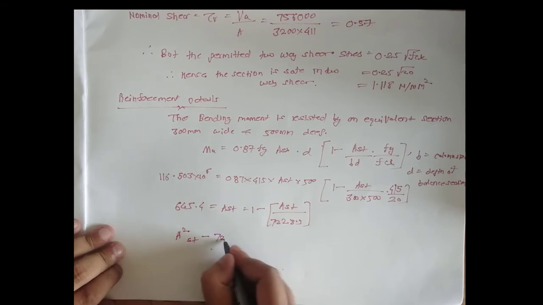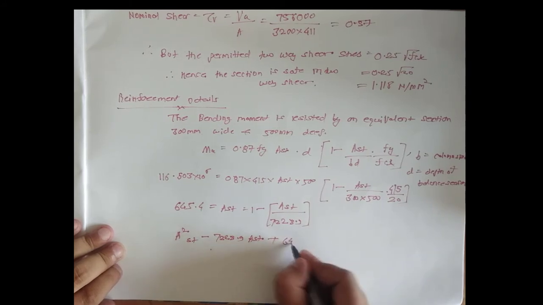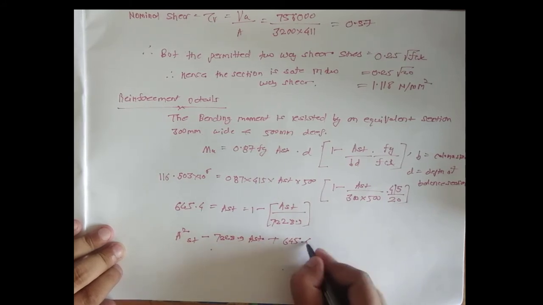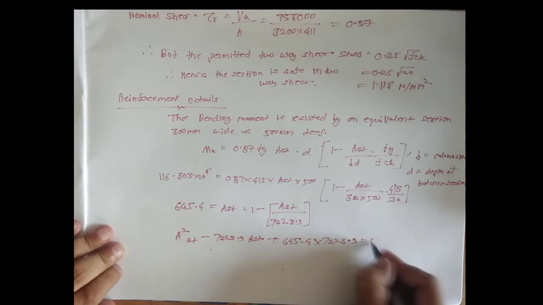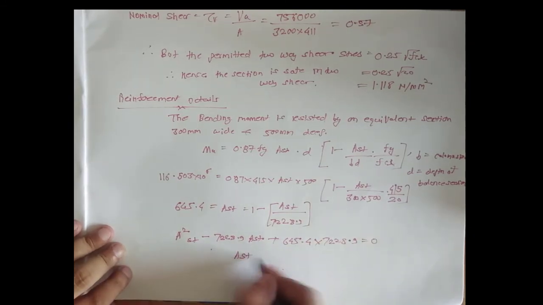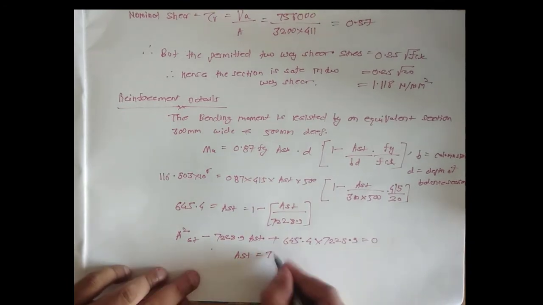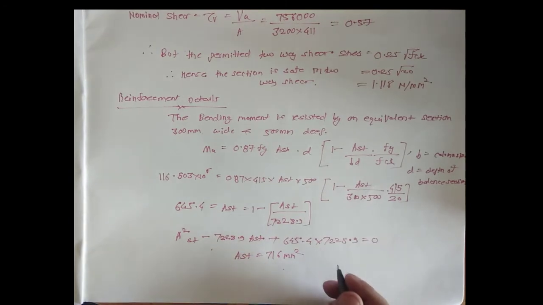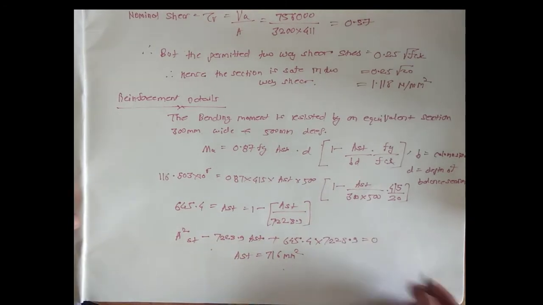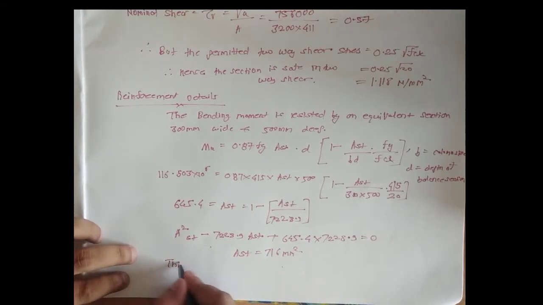So we are getting a second order equation, the quadratic equation: Ast squared minus 7228.9 Ast plus 645.4 into 7228.9 equals 0. Now by solving the equation in the scientific calculator, Ast is coming out to be 716 mm square. Area of steel is 716 mm square.